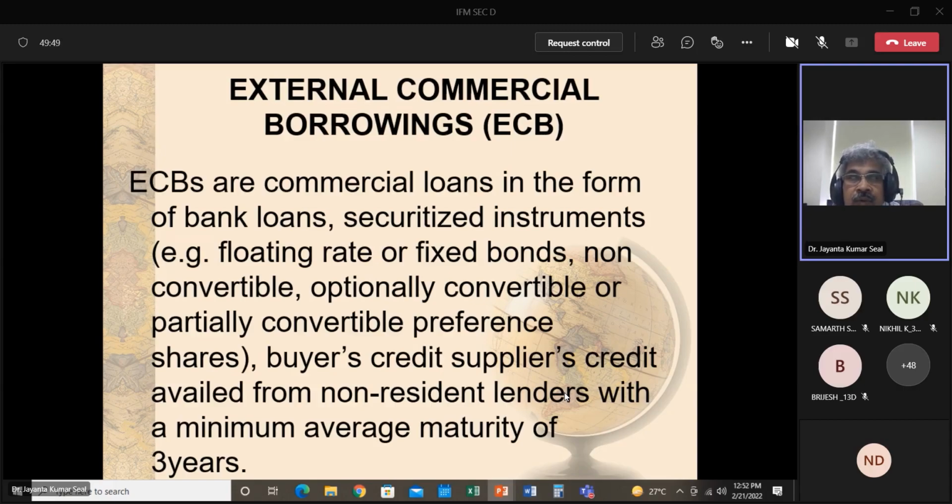If Reliance issues bonds among the public in the overseas market, to NRIs or foreign nationals, it is also external commercial borrowing. Non-convertible, optionally convertible or partially convertible preference shares also come under external commercial borrowing. Buyer's credit and supplier's credit availed from non-resident lenders must have a minimum average maturity of 3 years. So time is important. Any question?